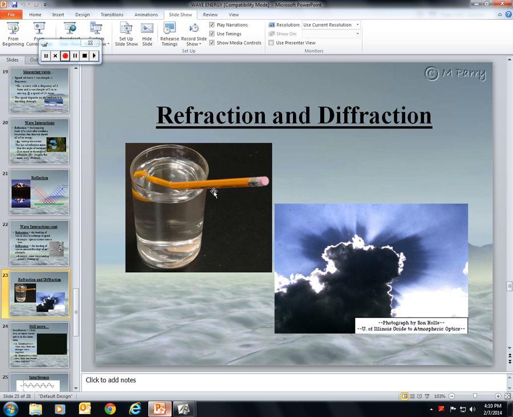Here are 2 pictures. Refraction makes the pencil look like it's broken or bent. And then this is diffraction of light beaming out from the other side of a cloud.